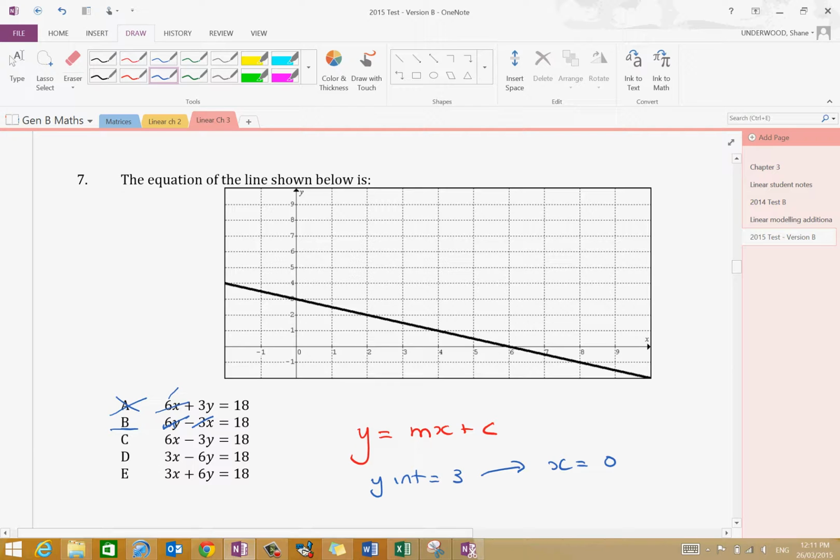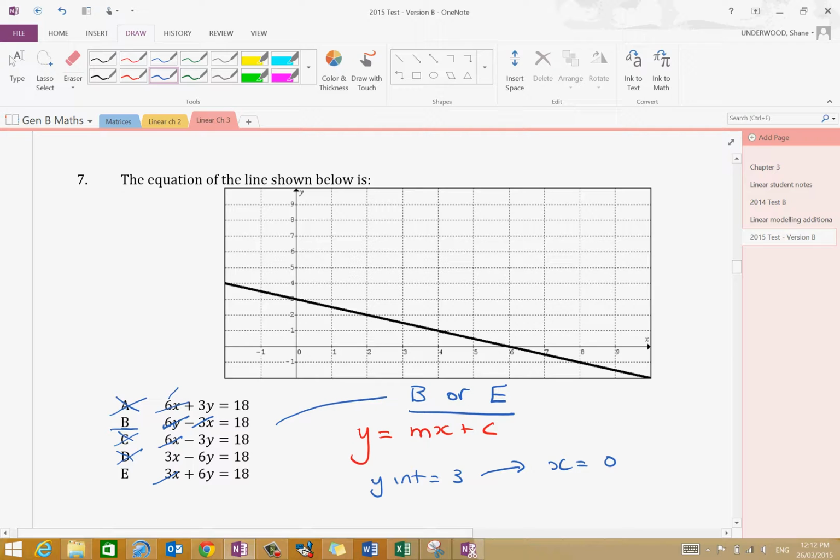Let's do this one. 6x is equal to 18. Let x equal 0. Negative 3y is equal to 18. No, that's not going to work out, so we can cross that one out. Can we cross out this one here, D? Yes, let x equal 0. Minus 6y is equal to 18. We can cross that one out. So far we know it's B or E. Let's just try E though. When x is equal to 0, 6y is equal to 18. Yeah, that could be right. So we've just ruled out 3 of the options. We know it's B or E.